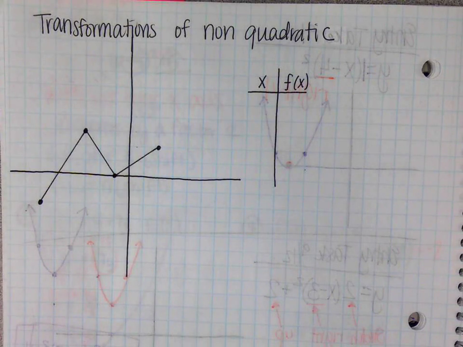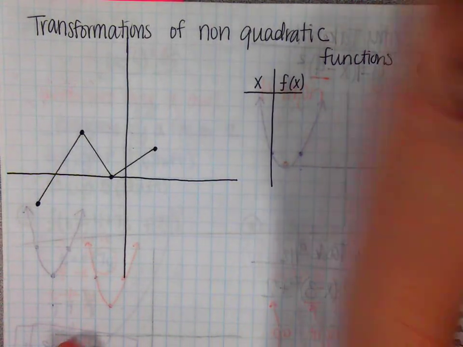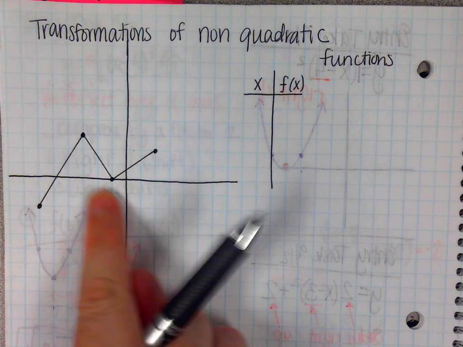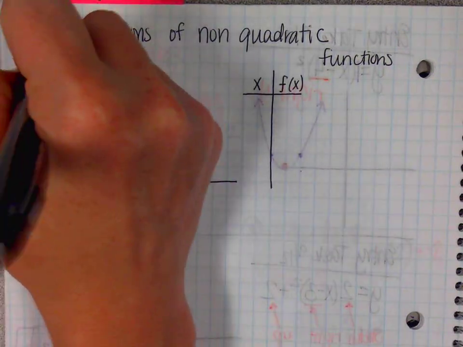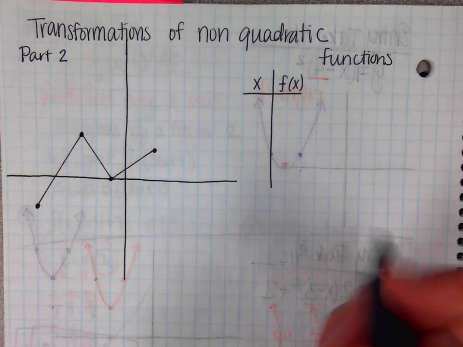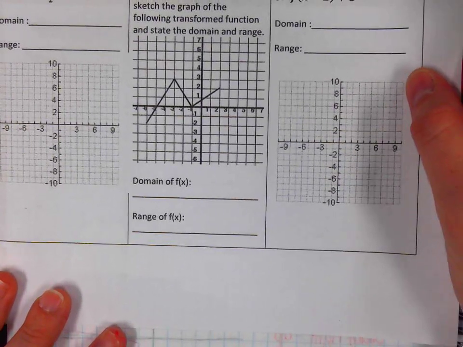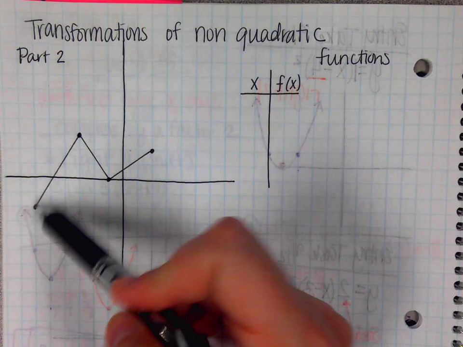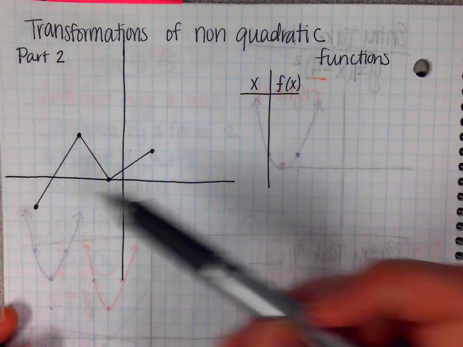Okay, so transformations of non-quadratic, I should have said functions, sorry about that. This is the problem from the worksheet, the part 2. That's the graph that it gave. Notice on the worksheet it doesn't have the actual points marked. I marked them just so that whenever I was transferring it over.